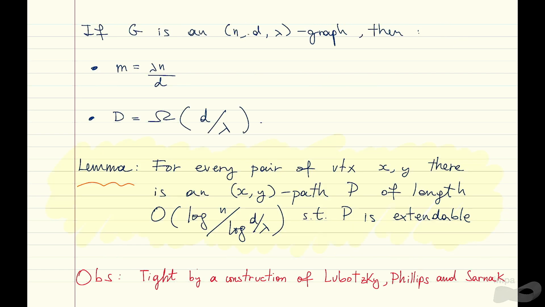OK. So to close this idea, this is saying in the case of (n, d, lambda) graphs that, recall, an (n, d, lambda) graph is going to be M-joined for M = lambda n over d, and it's going to be an expander with ratio d over lambda. And this is saying that if you have any pair of points, we can connect those points with a path of length essentially log n over log of the expansion ratio. Let me also observe that this is tight. This is tight by a very famous construction of Lubotzky, Phillips, and Sarnak, showing that there are (n, d, lambda) graphs with logarithmic girth. So you cannot do better than this.